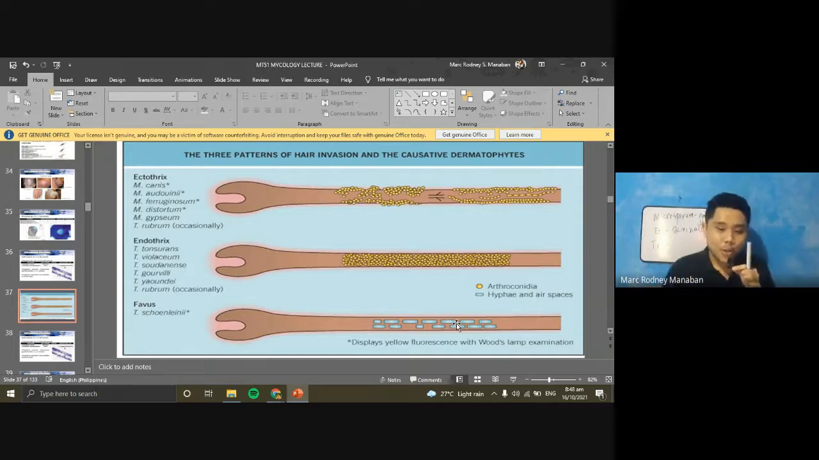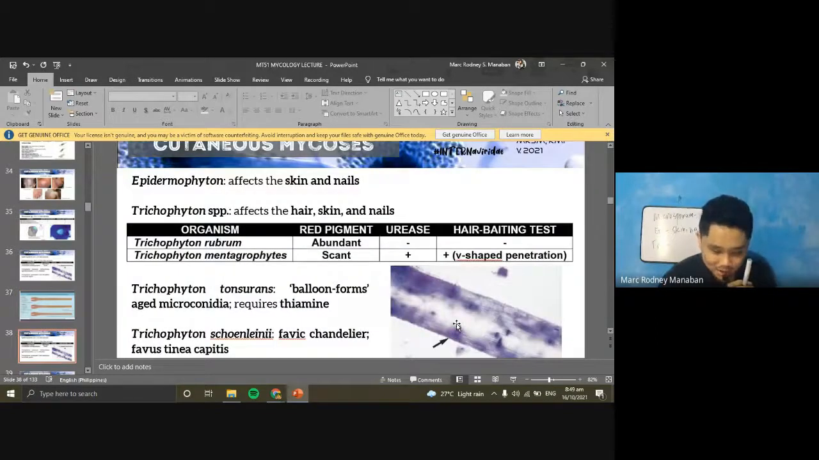Alright? So again, ectothrix, Microsporum. Alright? Endothrix, Trichophyton. As you can see, ang T. rubrum, pwede siyang ectothrix occasionally. Pero ang endothrix, ang Trichophyton yun mismo kay endothrix. So majority of the causes of ectothrix is your Microsporum. For endothrix, it's Trichophyton. So don't forget, dears. Okay, alright. Sige.